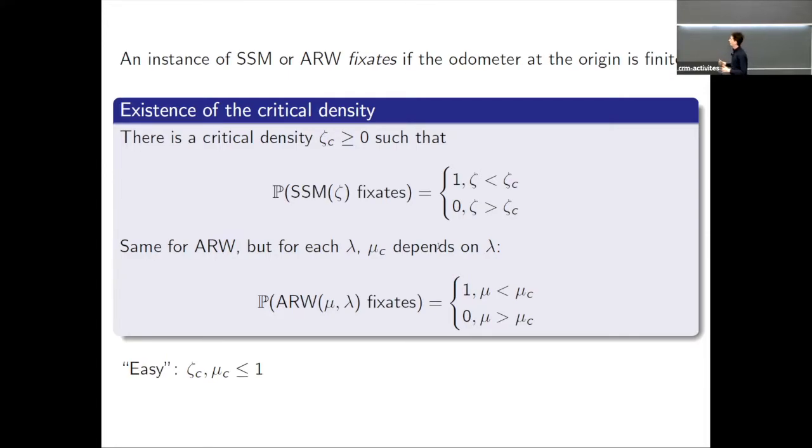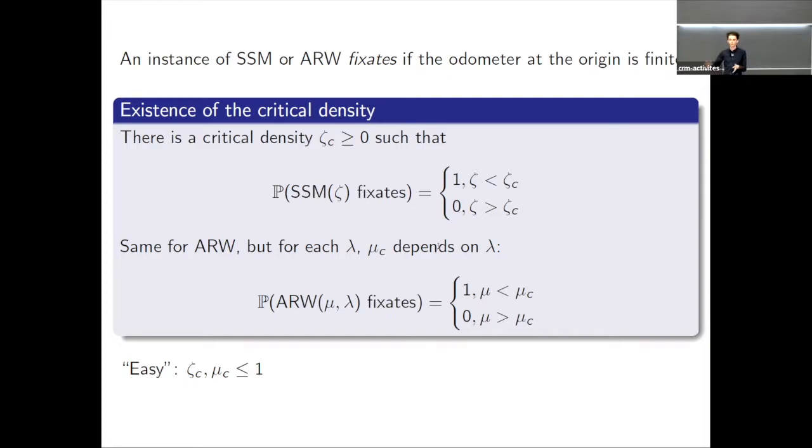So okay, I have this critical density where I'm going to have fixation if the density is below it, and non-fixation if the density is above it. If there are very few particles, things will fixate. If there are very many particles, things will not fixate. For stochastic sandpile, it's just a number. For activated random walk, it's a density mu that depends on the sleep parameter lambda. And it's relatively easy to see that these are both at most one. If you have more than one particle per site on average, then there should always be some co-located pair, and so you will see topplings. That's not too hard to see, that these critical densities have to be at most one.